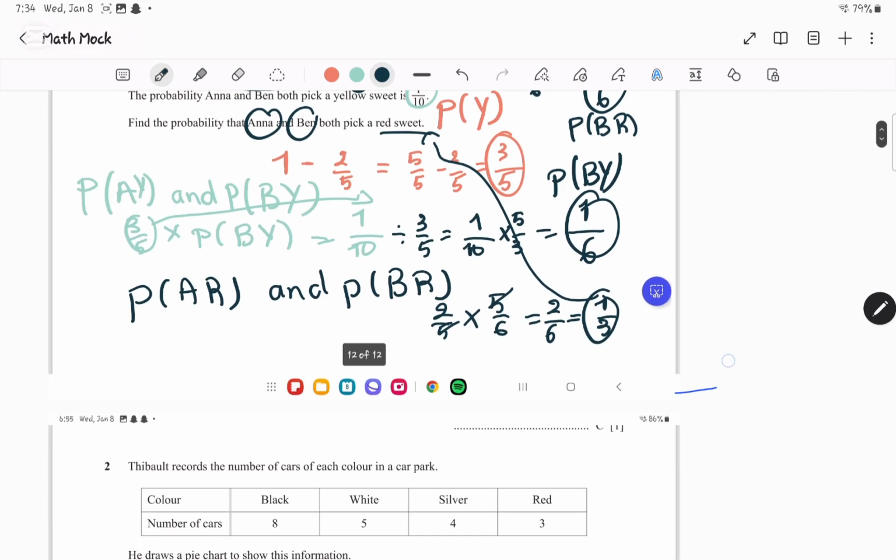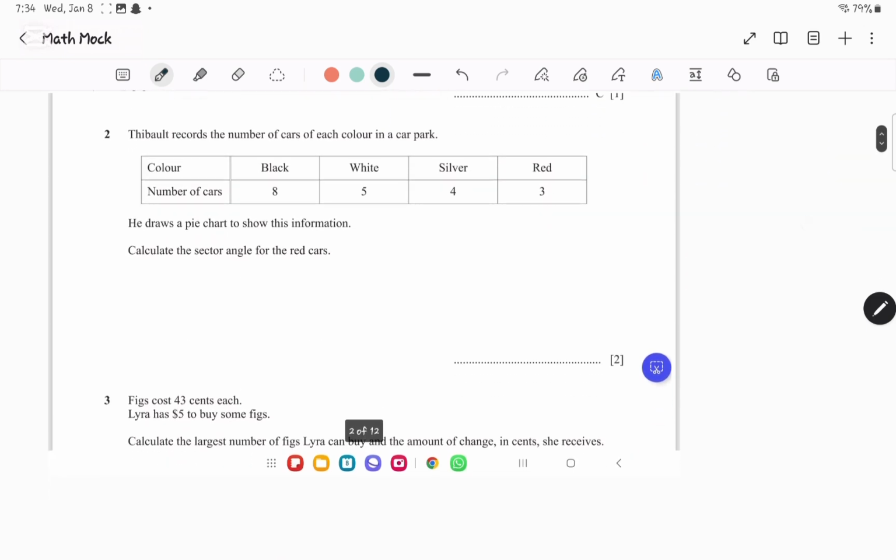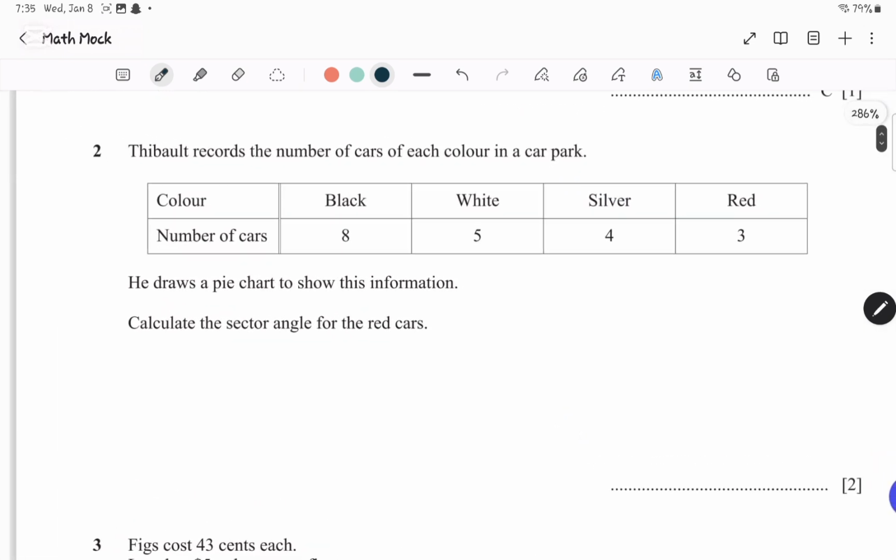And now after you see the blue line, this means that we reached the end of a past paper. So now we will move on to a new past paper. Moving on to the second past paper, we have questions number 2 and 6. Thibault records the number of cars of each color in a car park. There is black, white, silver, and red. He draws a pie chart to show this information. They need us to calculate the sector angle for the red cars.